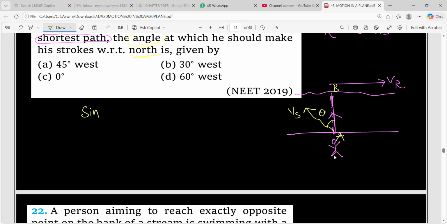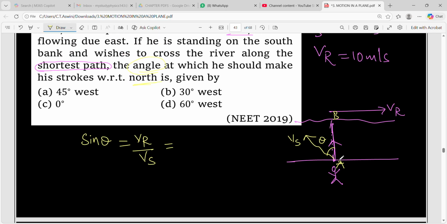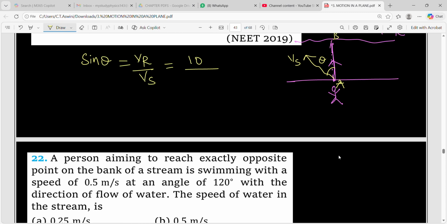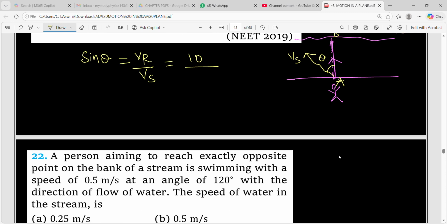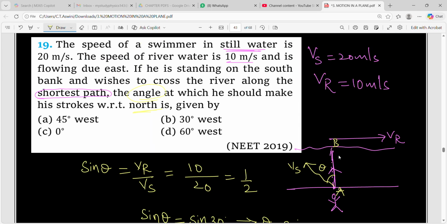And how do we find that angle? Sine theta is equal to velocity of river by velocity of swimmer. Just substitute the data. River speed is 10 and what is the swimmer speed? It is 20. So 10 upon 20. How much do we get? You'll get 1 by 2. So sine theta is equal to 1 by 2. When do we get 1 by 2 in the sine function? At sine 30. So what is theta now? It is 30 degrees.